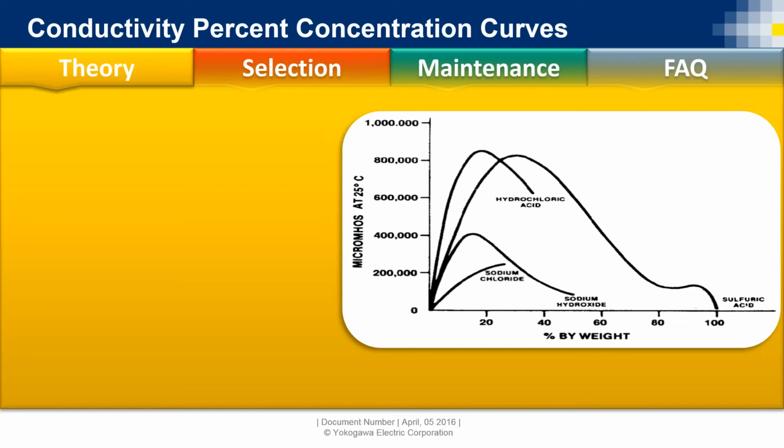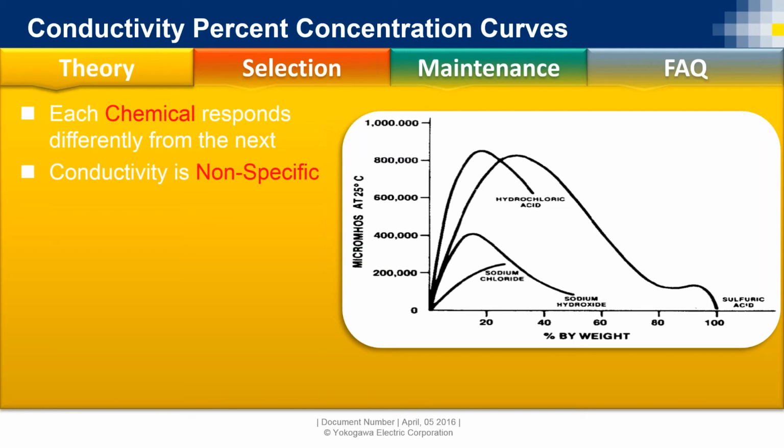There are 3 key things that we have to look at when we look at conductivity as a whole and percent concentrations in particular. Each chemical responds differently and has a different conductivity concentration curve than the next. So they may be similar, but they peak at different points. Again, I said it's non-specific. If you've got a mixture of solutions, I can't tell you what one is over the other when we use conductivity as percent concentration in the analyzer.